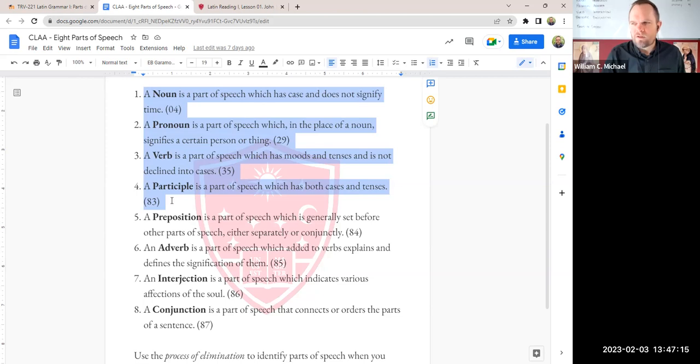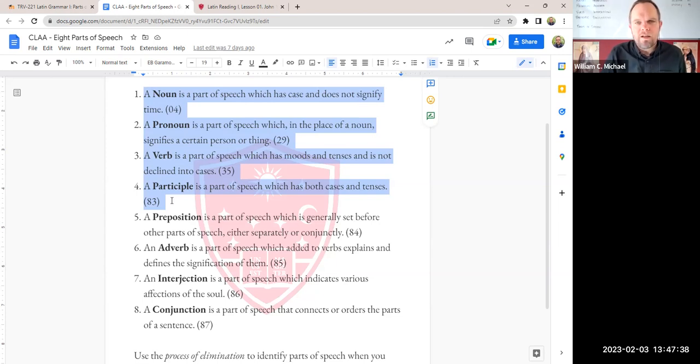So facta is a participle. All right. So we're out of time here, and I know that's a lot of information, but what I am pretty sure of, based on your answers, is that you're starting to see how we work through the process of elimination to identify the parts of speech.